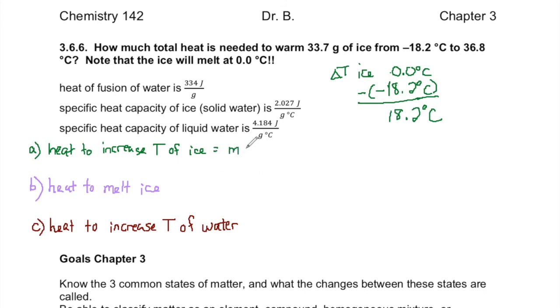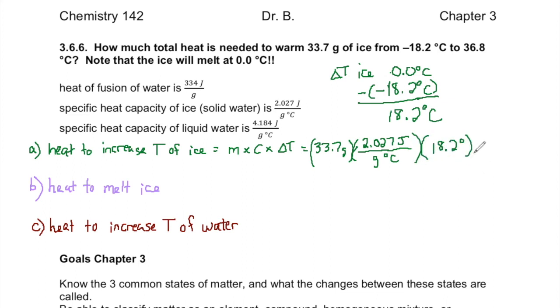And that heat is the mass times the specific heat times a change in temperature. So we have 33.7 grams. The specific heat of ice is 2.027 joules per gram degrees Celsius. And we are going up 18.2 degrees Celsius. And my calculator tells me 1,243.2 joules, but we should only have 3 significant digits, so I will just underline that one for now.